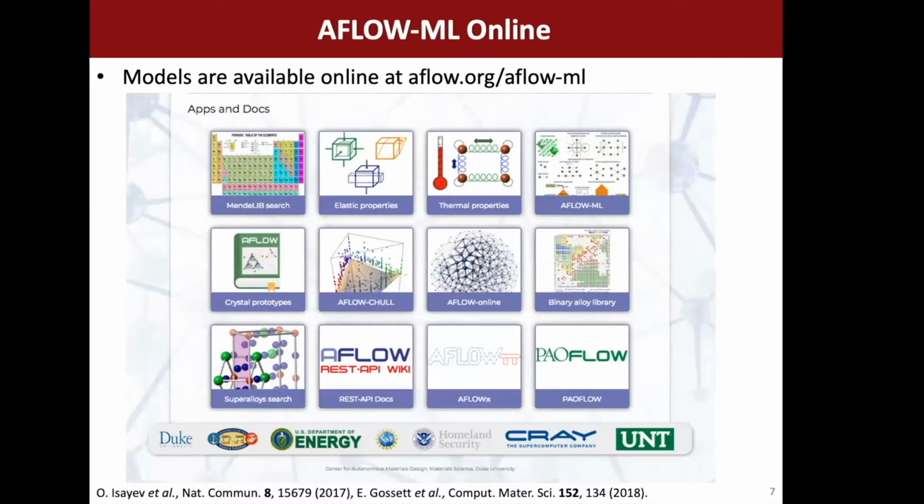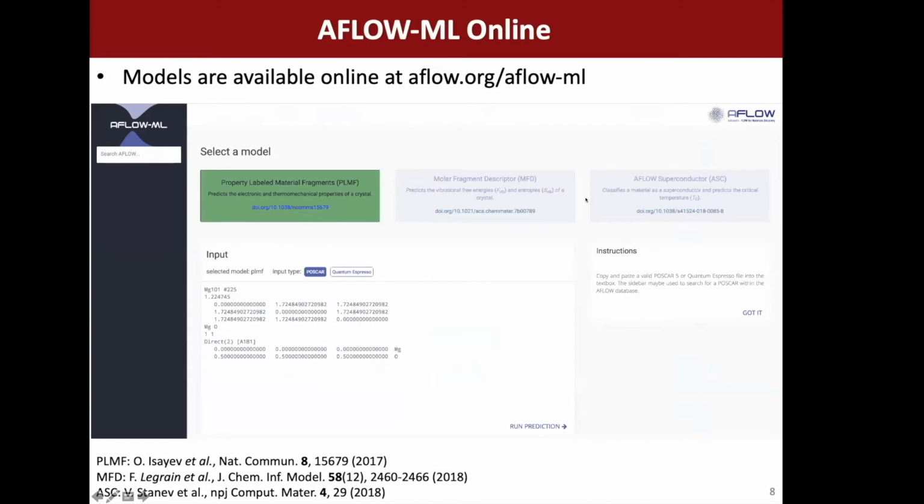Okay, so that's a background to one of the models, and the main model we're interested in, this PLMF model. And now we're going to talk a bit more about how you can actually access this model, especially through the online interface. So the model here is available at aflow.org. If you go to the main aflow.org page, you will find the AFLOW-ML model here in the top right corner. And you can also go directly to aflow.org/aflow-ml. So if we go to this page, we see something that looks like this.